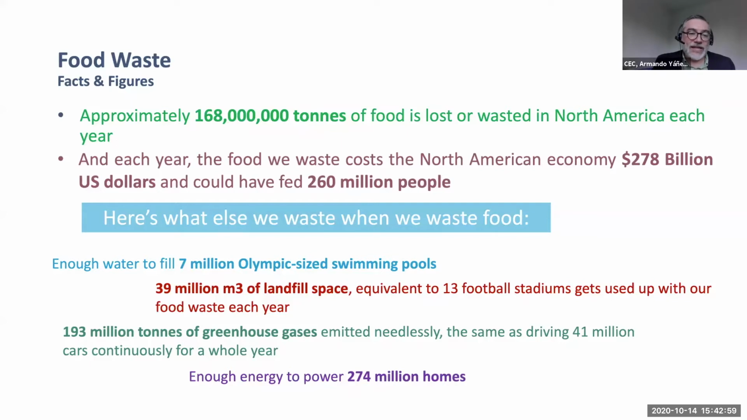We are needlessly emitting 193 million tons of greenhouse gases throughout the whole supply chain of food. This is the same as driving 41 million cars continuously a whole year. Just having your car with the motor on for the whole year, 41 million cars. And also we waste enough energy that we could power 274 million homes with the energy we are wasting in all this food that goes to waste.